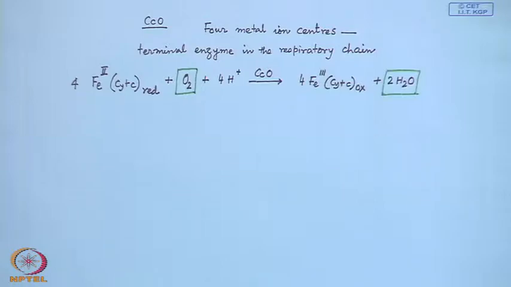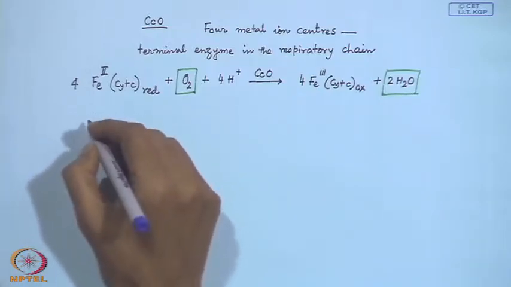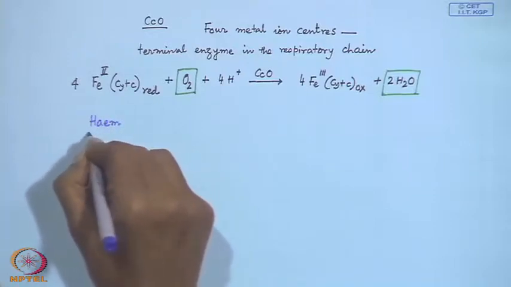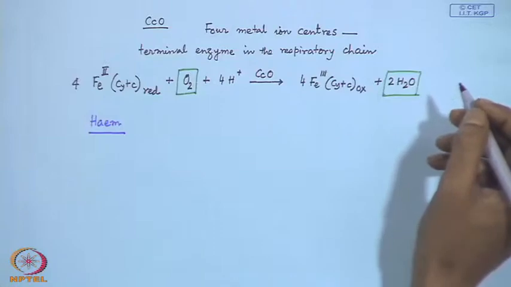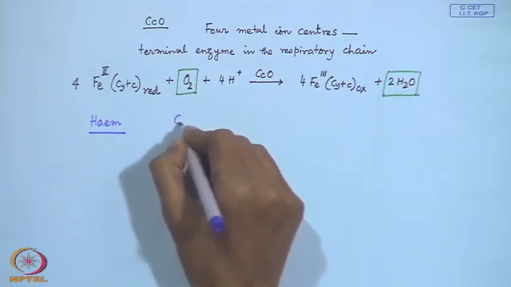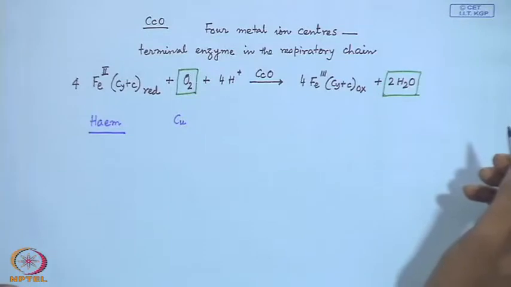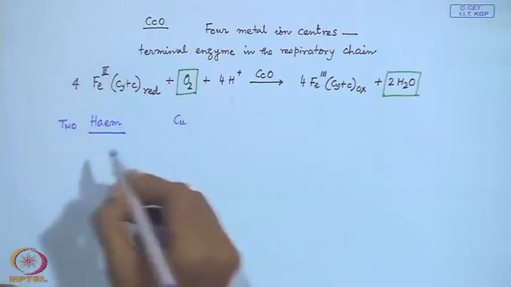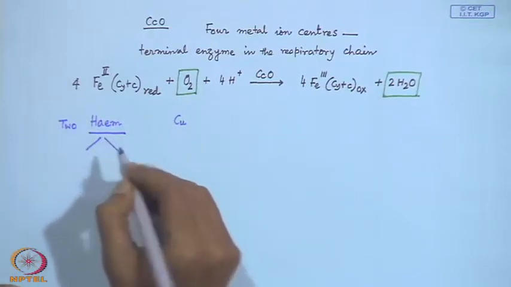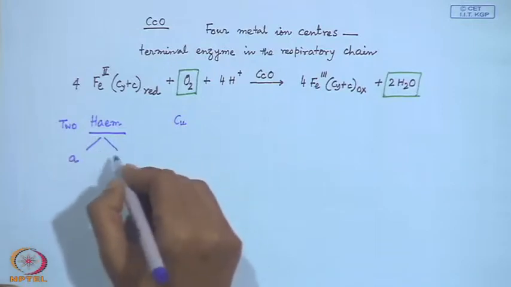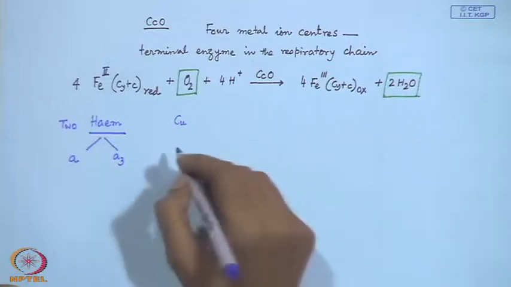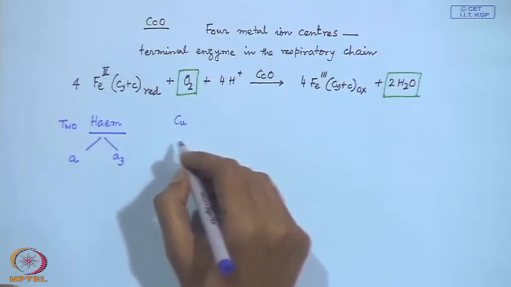And identification of these centers is also pretty difficult, and characterization of these ultimately tells us that we have the heme site, the iron porphyrin site, as well as the copper site. And these heme sites are 2 different ones. One is A, another is A3, and the 2 copper sites are also different.